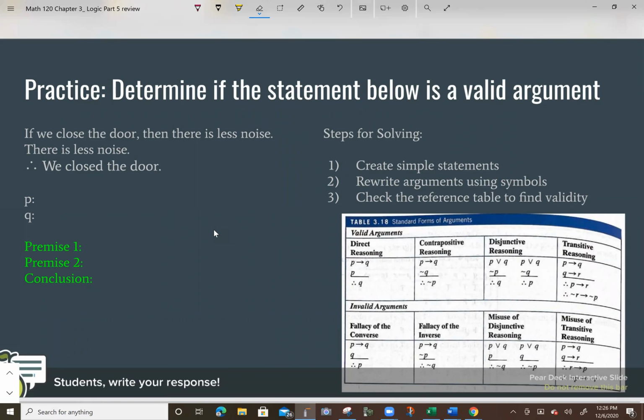Hi everyone, I just want to do a little video going over these in case you need more help. Here is what you will be given on the test.